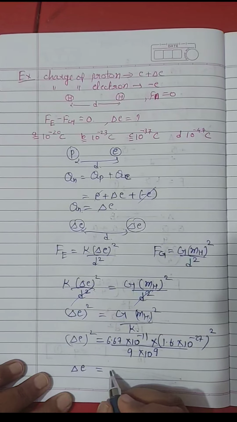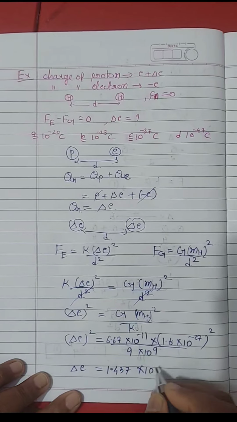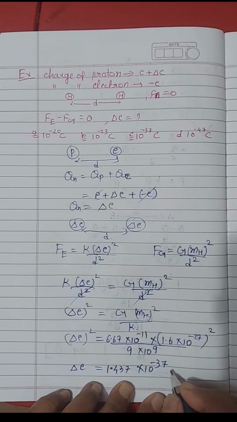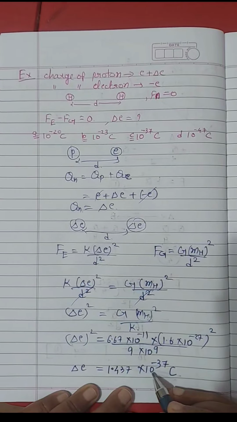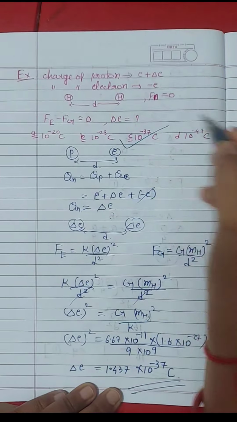So delta e will be 1.437 into 10 to the power minus 37, and the unit is coulomb. Delta e is in the order of 10 to the power minus 37. So option C is the correct answer.